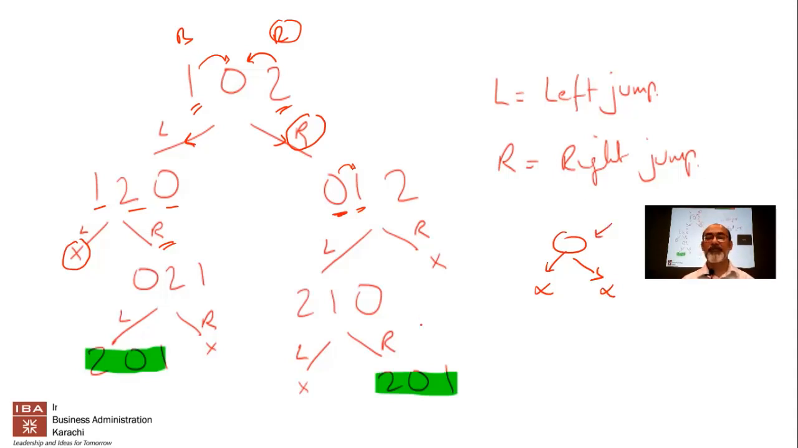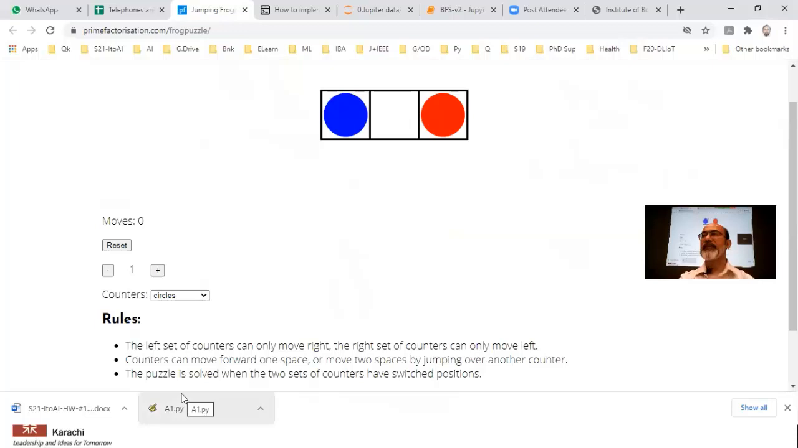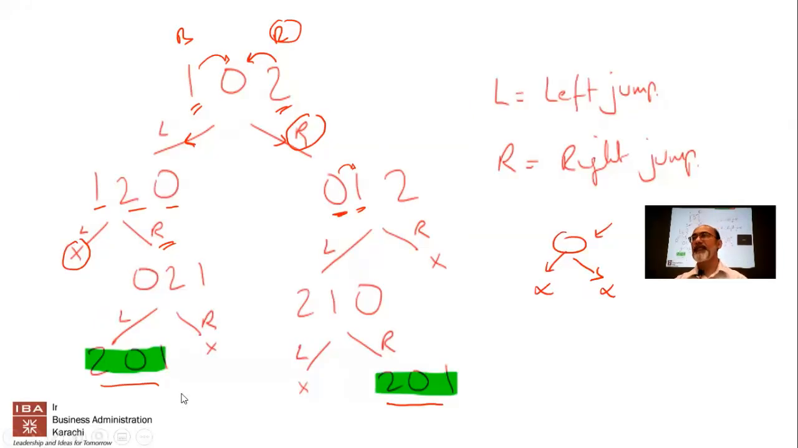The goal is, of course, to get into one of these two states. This is both the same state. 201 means that the right frog has gone on the other side and the left frog has gone to the other side. Now you can get to this in different ways.